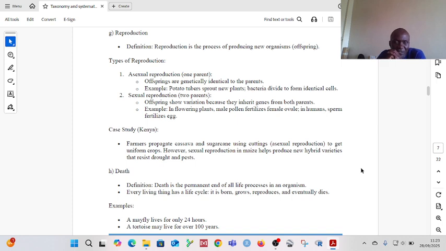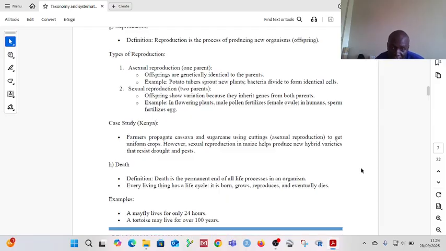The other characteristic of a living thing is death. Okay, so death is the permanent end of all life processes in an organism. So any living thing will have a life cycle. It will be born, it will grow, it will reproduce, but eventually it will die. Okay? So death is the permanent end when all the life processes within an organism ends, then we say that organism has died or has undergone death.